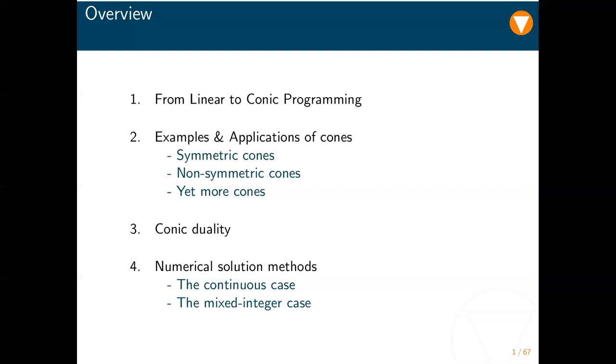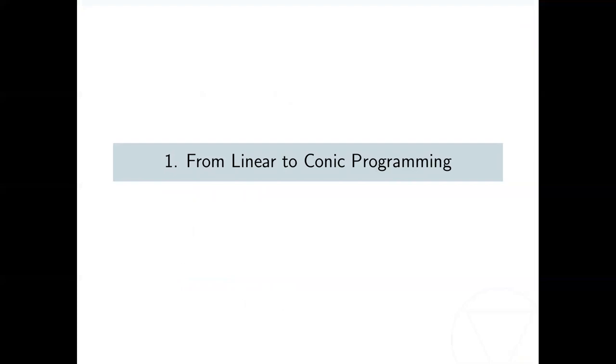Okay, so let's start. From linear to conic programming. There's a nice way of seeing conic programming as some sort of extension of linear programming. We implicitly assume a bit that you are familiar with linear programming, but even if you're not, it's really not too technical, so nobody should get lost here. So how does that work?